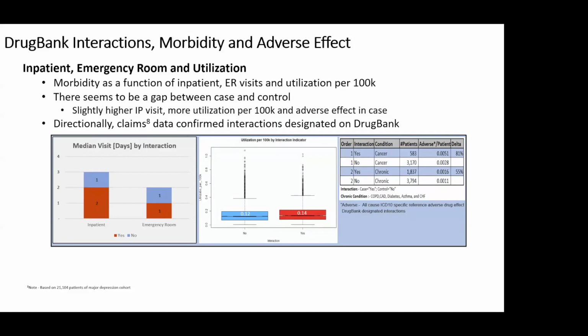So what this is telling us essentially is the fact that directionally our claims data seems to confirm all those drugs that were designated as having interaction in DrugBank, and that whatever we're going to do with DrugBank is not counterintuitive. Based on that, we decided to go now into our modeling.